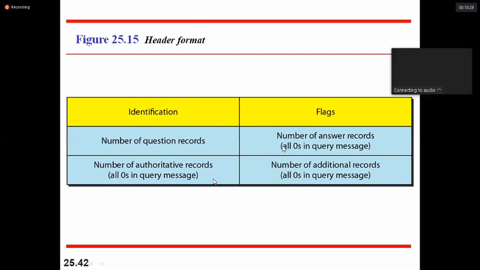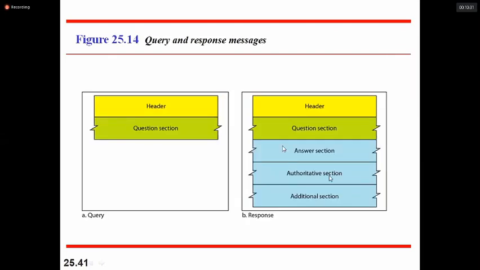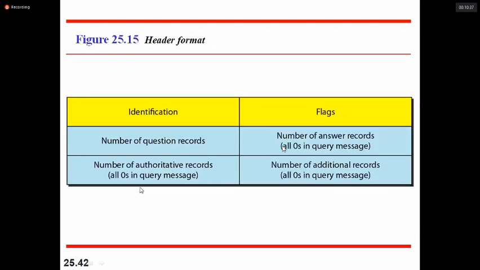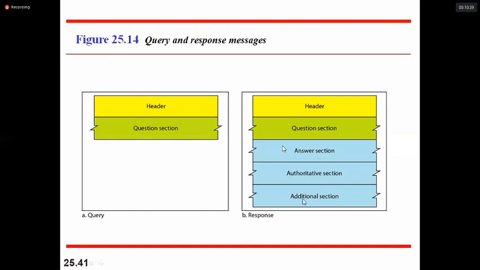So where can I have this? I can have this only in the response. Once again, the response holds more number of fields rather than your queries. So your authoritative record also falls in the response. Similarly, I have the number of additional records.